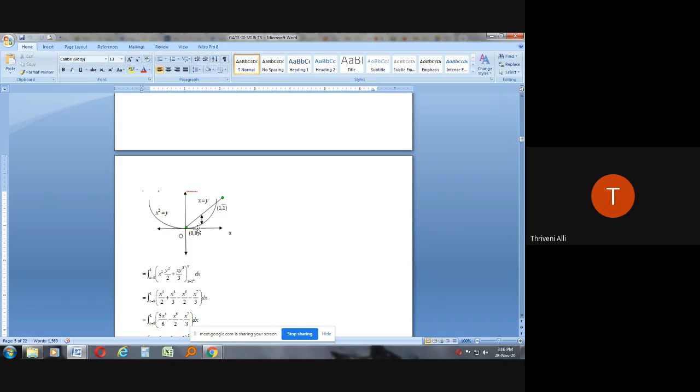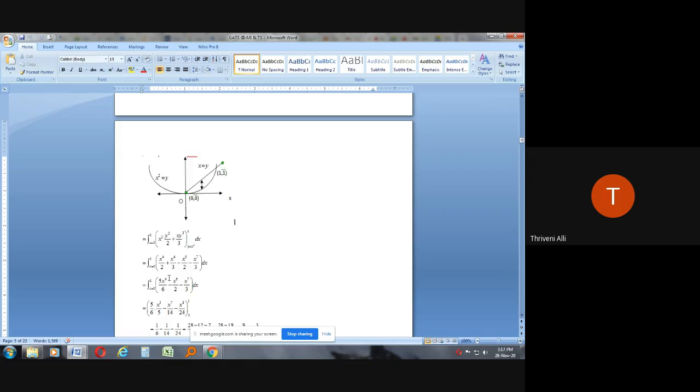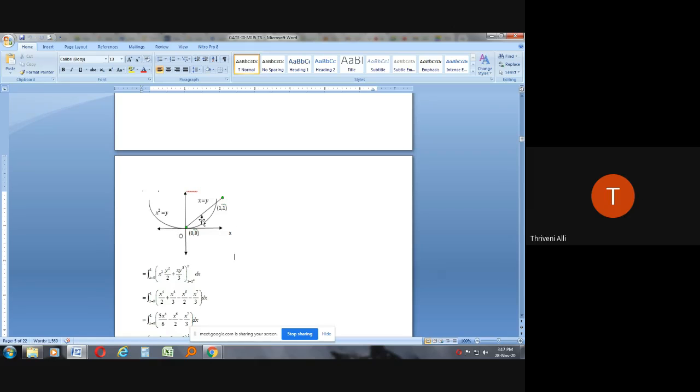And the remaining limit is the constant limit. That is x varying from, here the x coordinate of the point of intersection is 0, and at this point the x coordinate is 1. So x varies from 0 to 1. So here we have to integrate with respect to y first, and then with respect to x. Here we take y equal to x square to x.